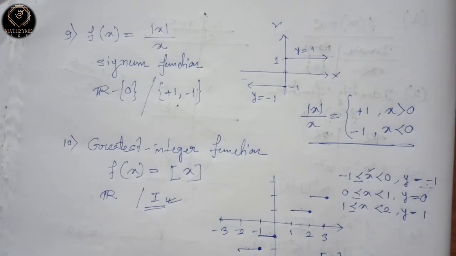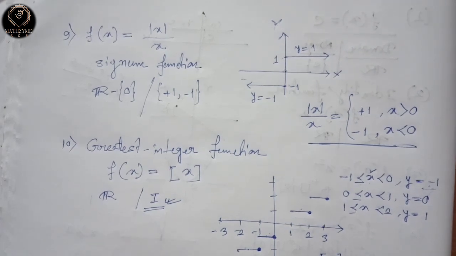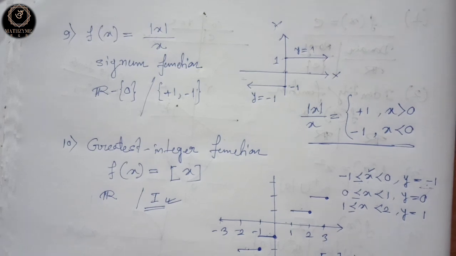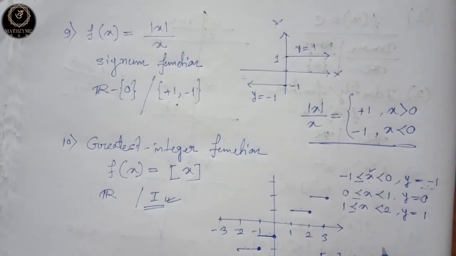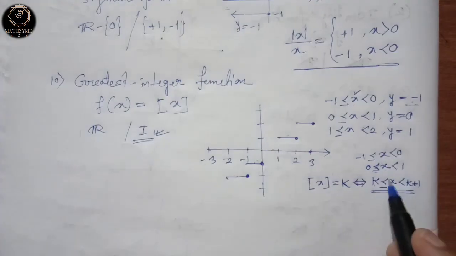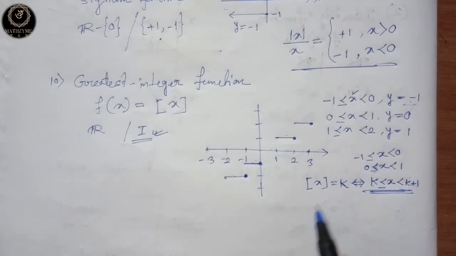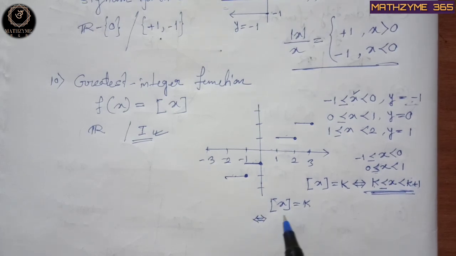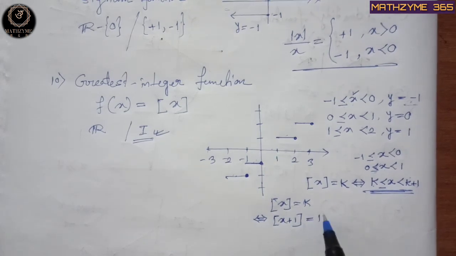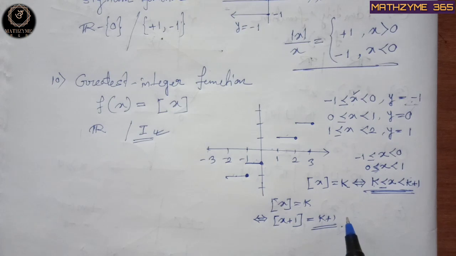Now you can see [x] equals k, if the greatest integer function equals k, an integer, that implies k less than or equal to x less than k plus 1. Remember, if k equals 0, then 0 less than or equal to x less than 1. If k equals minus 1, then minus 1 less than or equal to x less than 0. Okay, this is the definition of the box function. Also see that if [x] equals k, that implies, if and only if, [x plus 1] equals k plus 1 also. Okay, this is the greatest integer function.